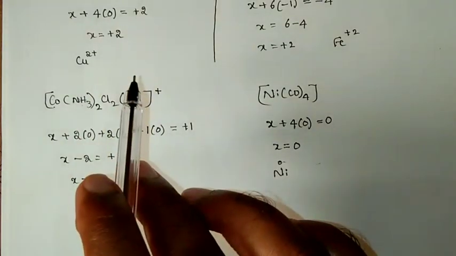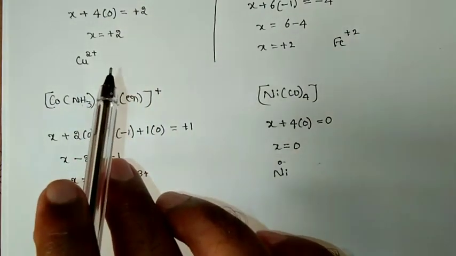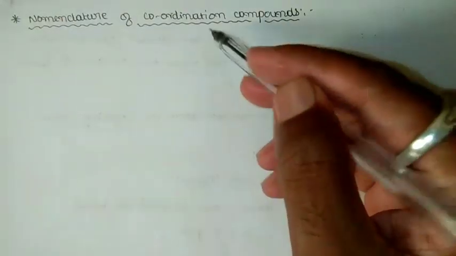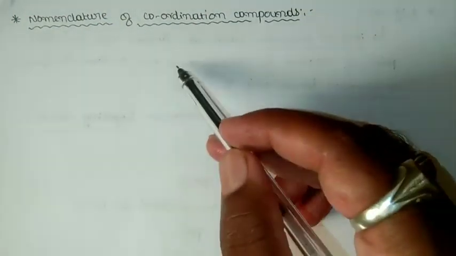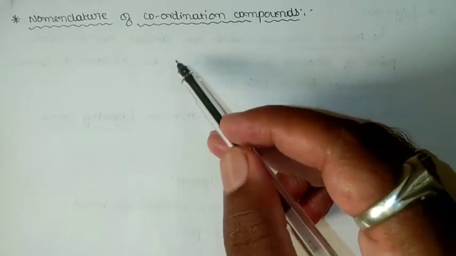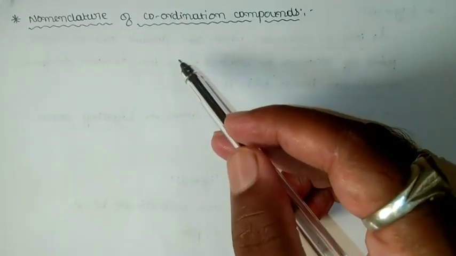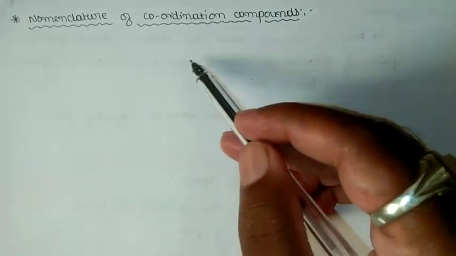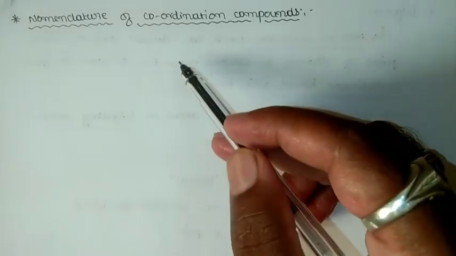Also, the only thing we are supposed to remember is the nature as well as the denticity of the ligand. Now, we shall go into the main concept, that is nomenclature of coordination compounds. In order to give the proper names for the coordination compound, we have to follow certain rules, and by following those rules, we can give the names for a given complex compound, that we shall learn now.